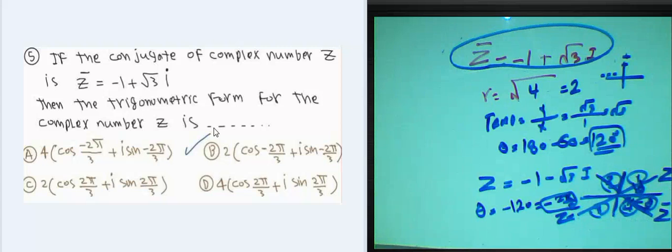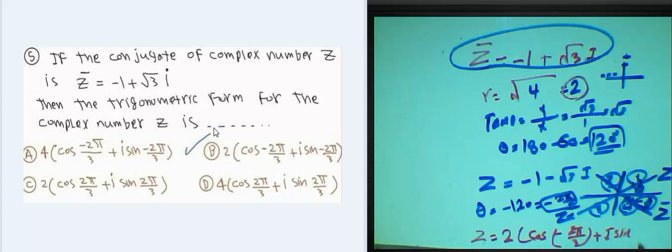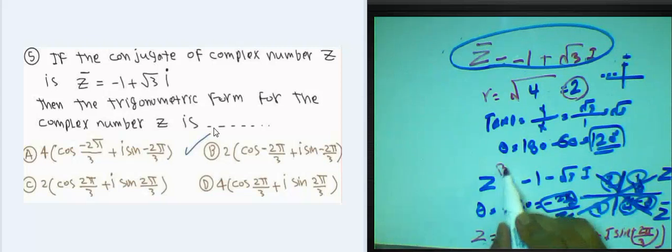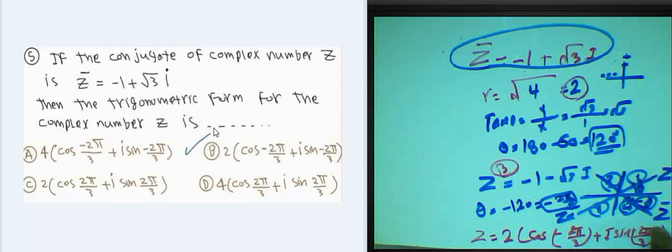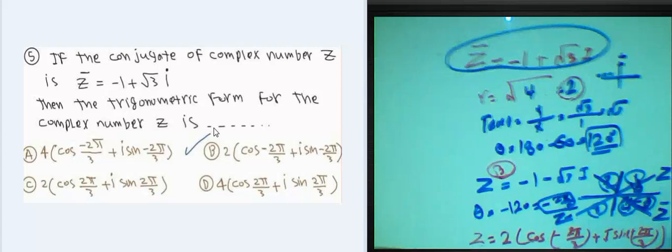Understood? Then you can write z in trigonometric form, with r outside: r times cosine of negative 2 pi over 3, plus i times sine of negative 2 pi over 3. Okay, choose letter B. The result will be letter B for this example. Okay, understood?